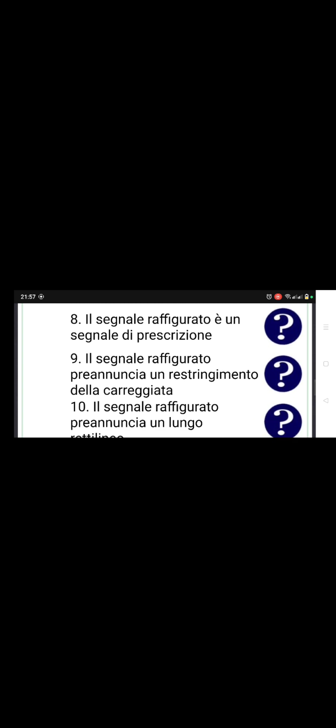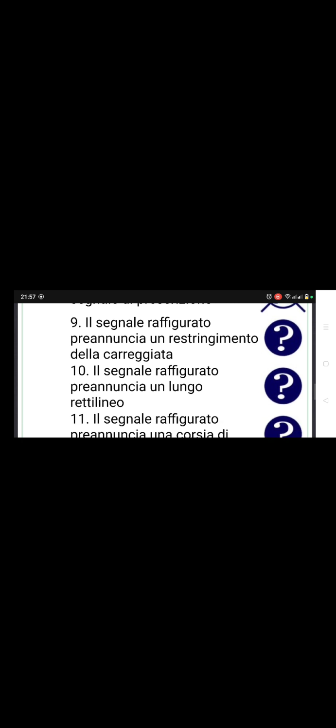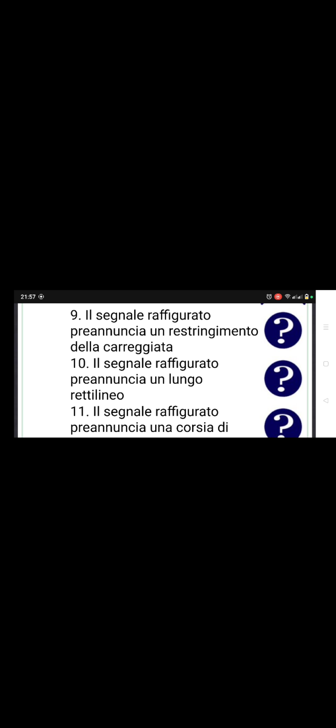Number 8. Il segnale raffigurato è un segnale di prescrizione. So this signal is a prescription signal. No, it's false. This one is a dangerous signal, pericolo, not prescription. Number 9. Il segnale raffigurato pronuncia un restringimento della carreggiata. So this sign figure is announcing a shrinkage on the carriageway, and it's true.